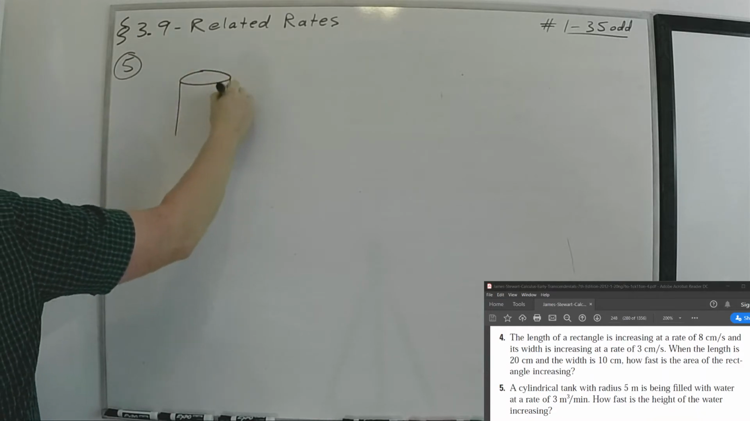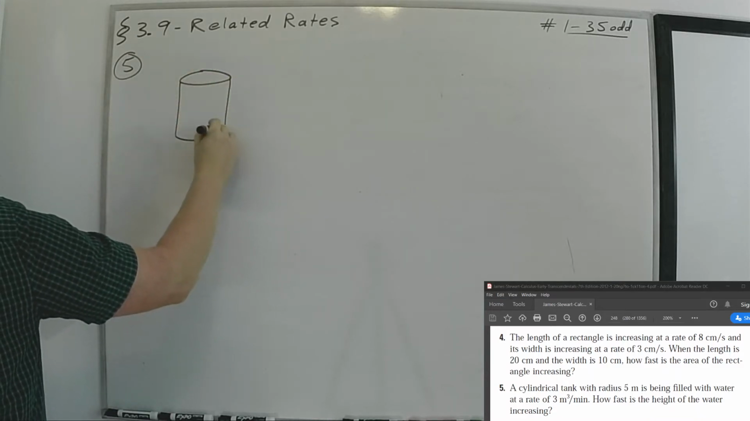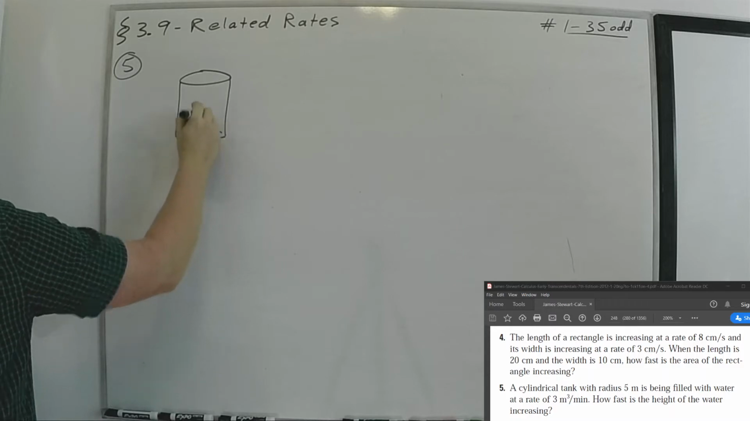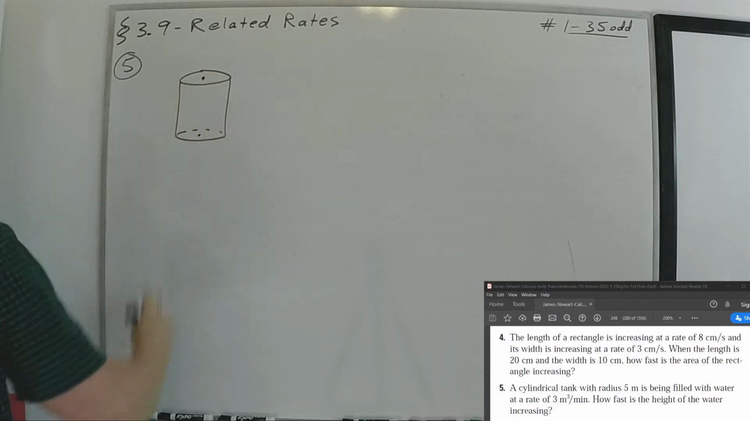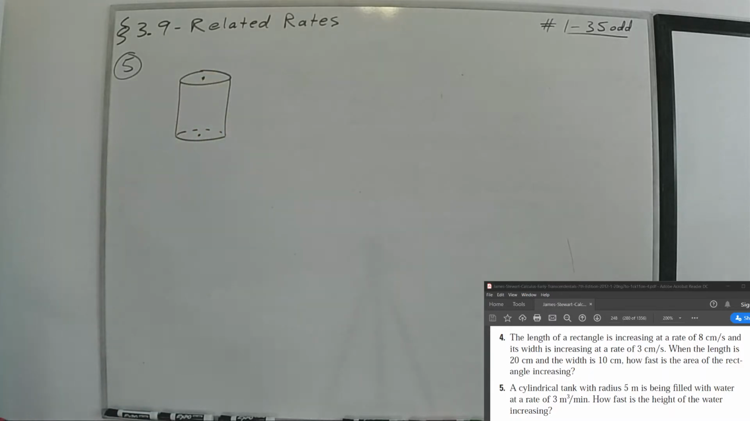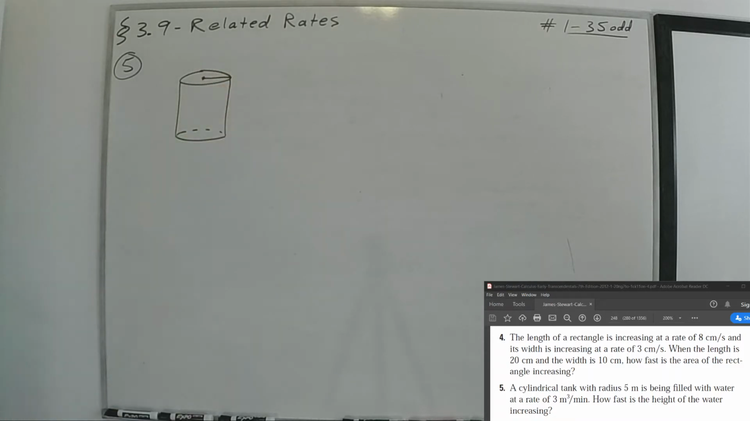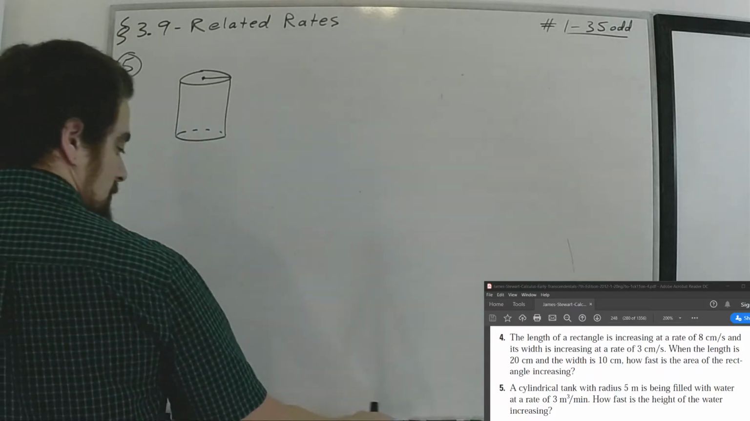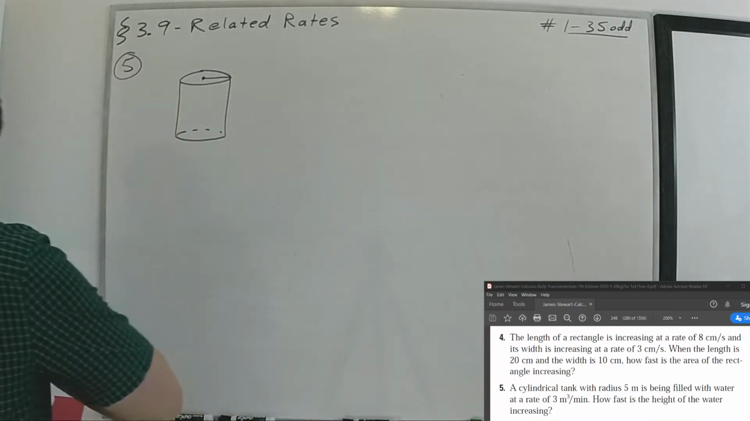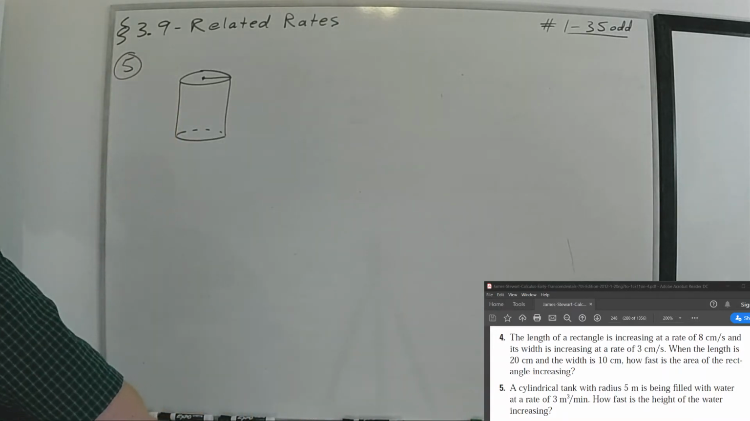Here's a cylindrical tank. You do not have to be the best artist in the world. You just got to get some sort of picture down. So it has, maybe I'll just do the top one, some sort of fixed radius. So here's my picture. And again, it says the radius is 5 meters. So that thing is fixed. That radius is not really going anywhere.